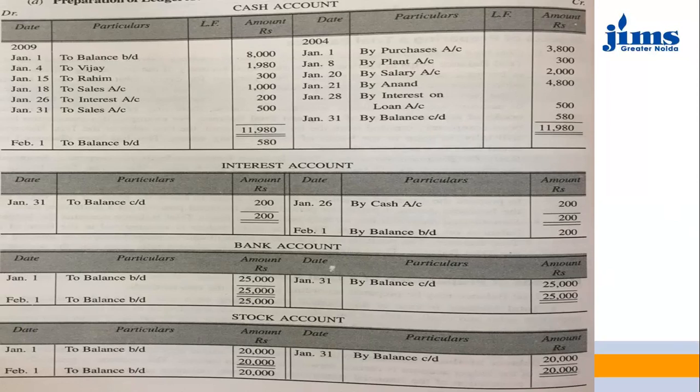So this 25,000 debit total, you have to write on the credit side also, the same amount, to balance the account. So both the sides will have 25,000 as the total, and the balance will be 25,000. Appearing on the credit side, it will become the debit balance. Then for the stock also, there was one entry only, the opening entry on 1st January, to balance brought down 20,000. Then on 31st January, for the balancing, we have written by balance carried down 20,000. So the account got balanced.